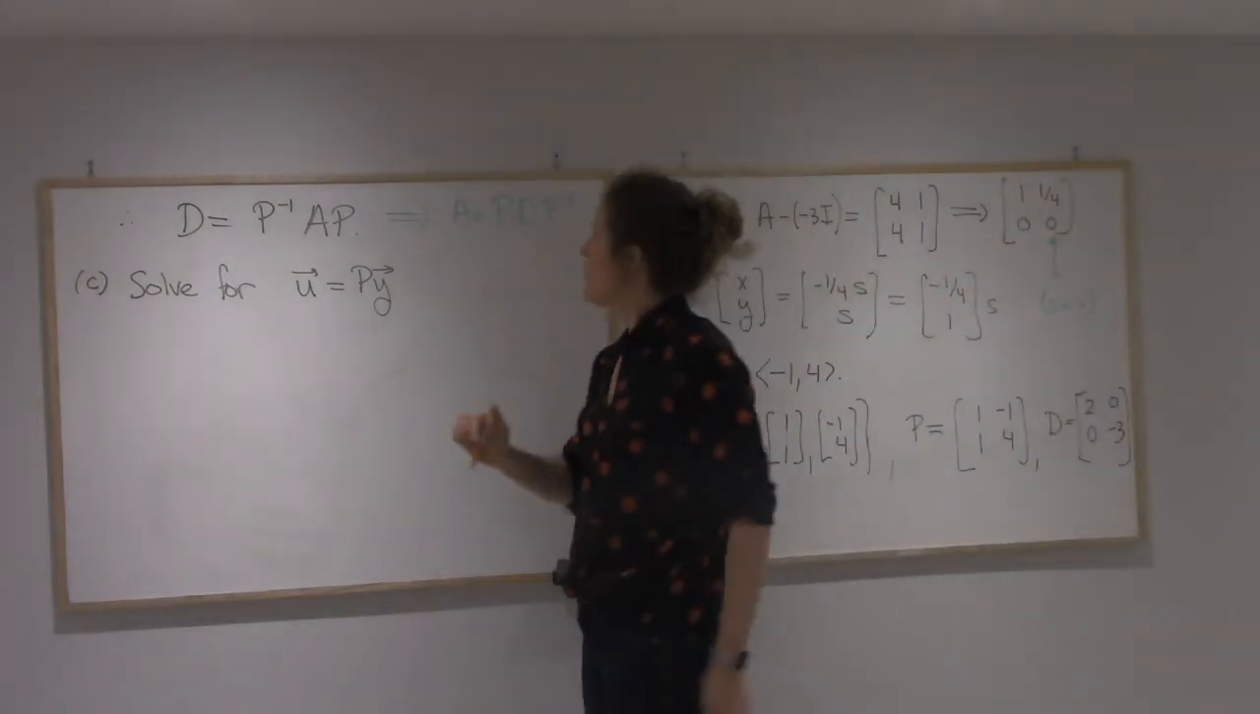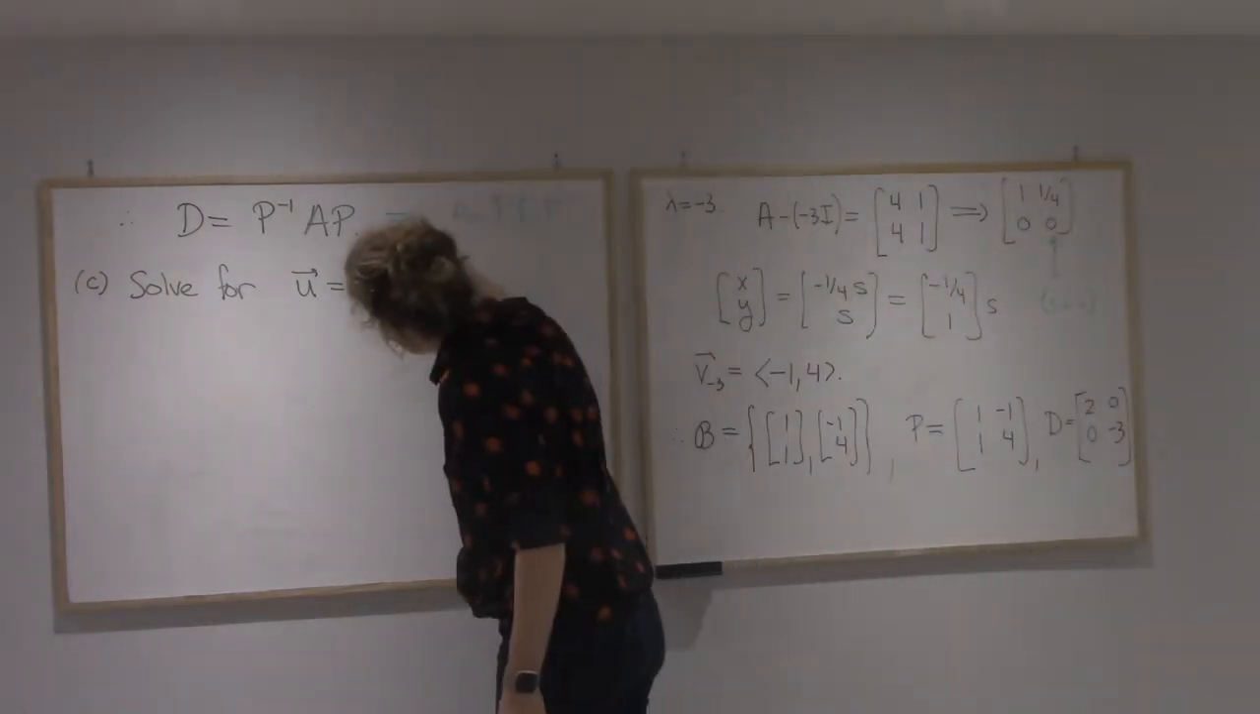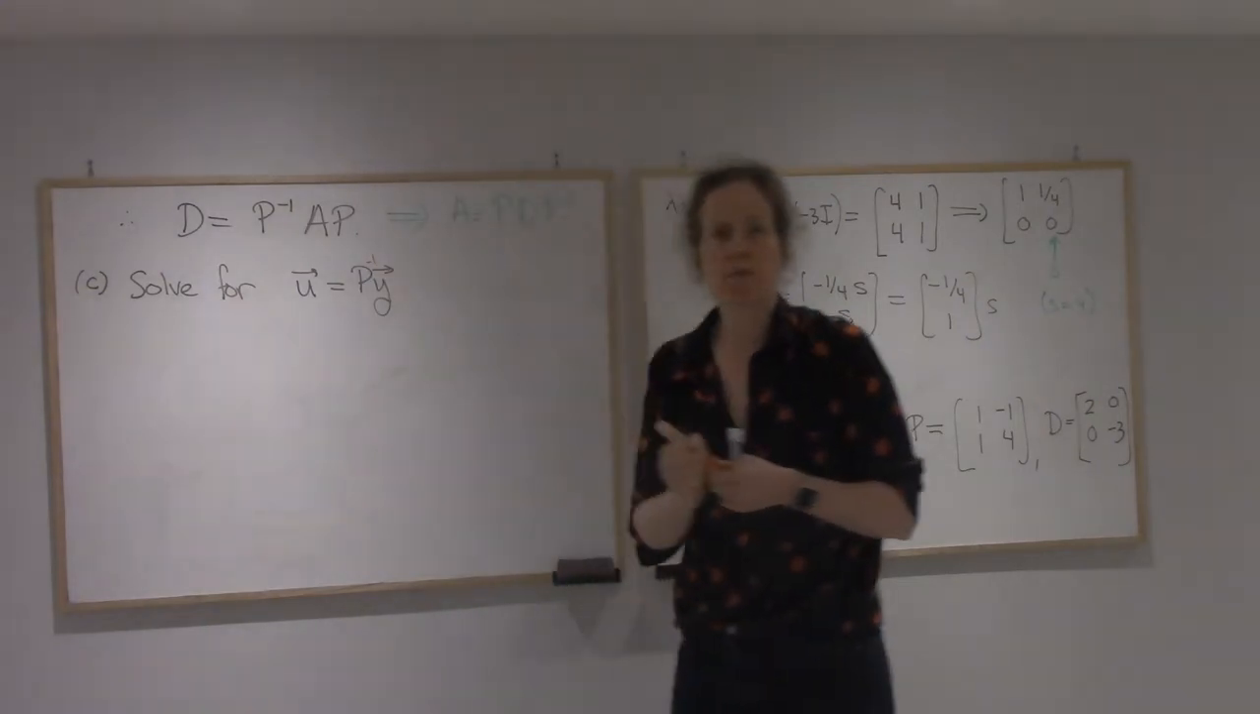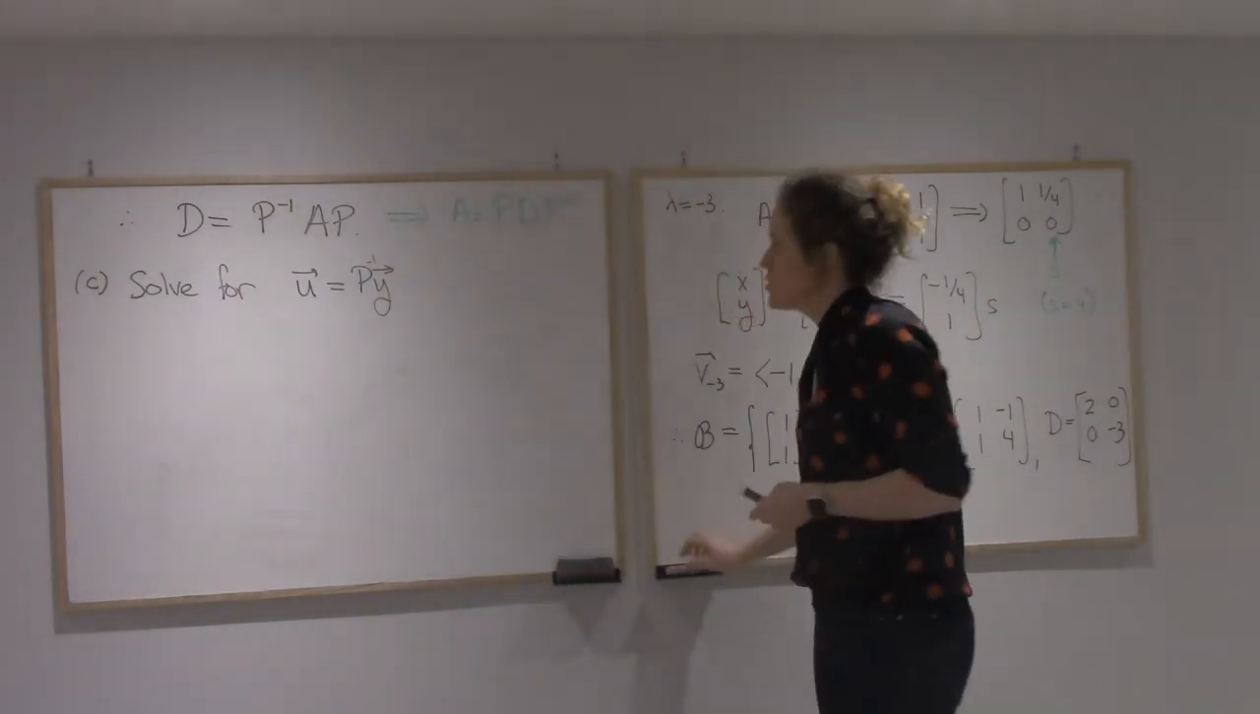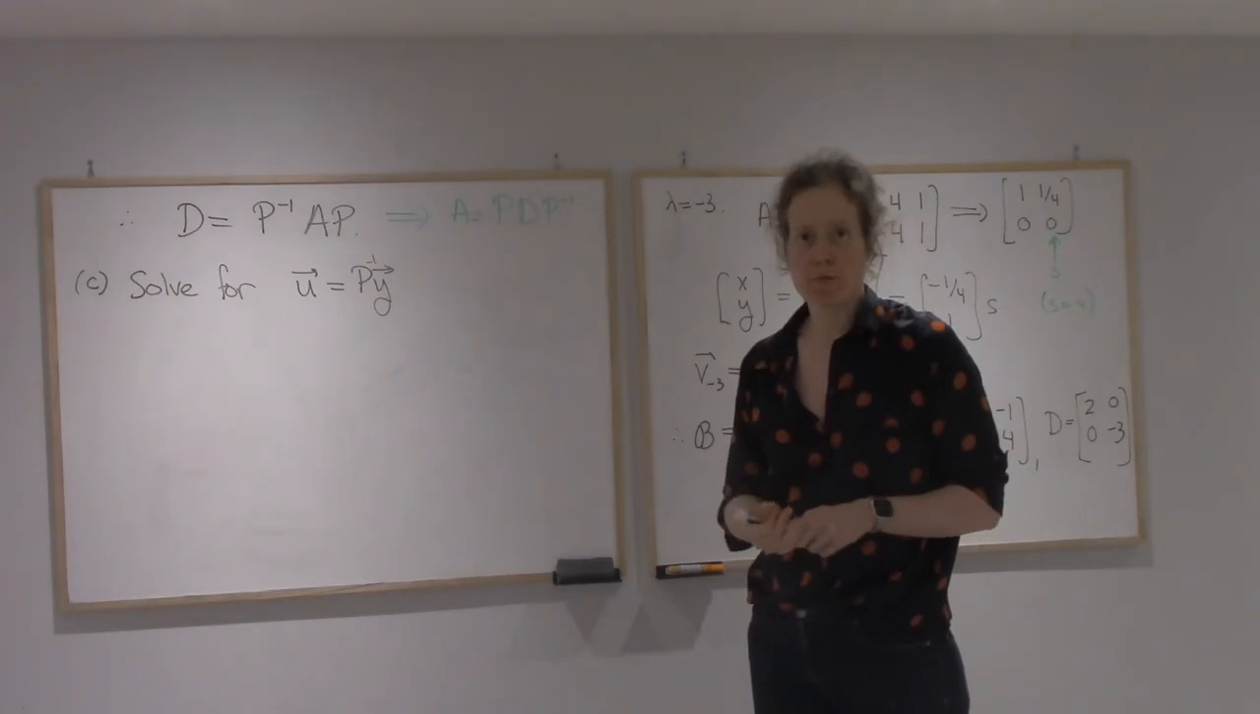There was a typo on my first board. It's supposed to be P inverse of y. It should be okay in your notes. Alright, so I want to solve for u equals P inverse of y.